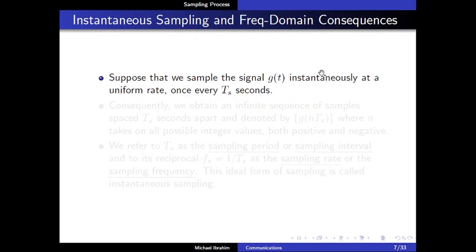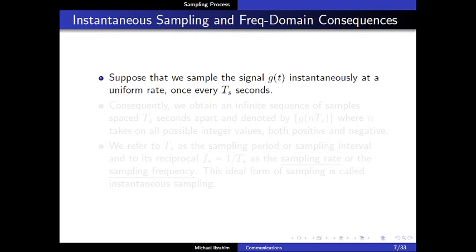So suppose that we sample this signal g(t) instantaneously at a uniform rate, once every Ts. As we said, in uniform sampling, we take a sample every Ts seconds. And by instantaneously, or here in the title, instantaneous sampling, we mean that the sample value corresponds to one instant in time, exactly t equals Ts or 2Ts or 3Ts, as opposed to the so-called natural sampling. In natural sampling, it's different because the time here expands a little bit beyond Ts. We're going to see it later on.